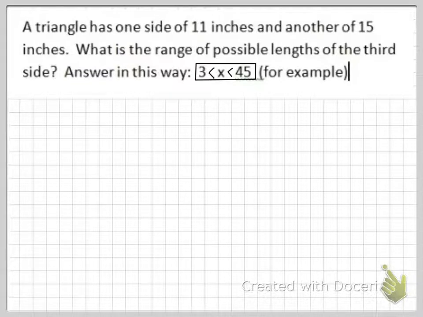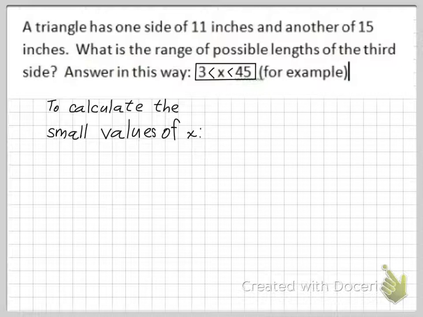So let's shoot for the smallest values of x. Okay, let's try to calculate the smallest range of values of x. And in order to do that, we're going to assume that x is the shortest side. So if x is the shortest side, it has to combine with his buddy 11 because 15 in this case is the schoolyard bully about to take x's lunch money. So he has to combine with the 11, and that has to be greater than 15.